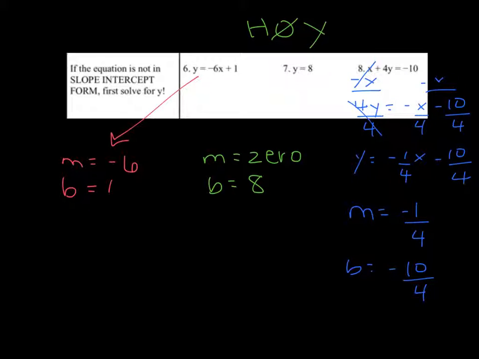And then I kept my y-intercept as an improper fraction, so it was negative 10/4. So my slope is negative 1/4, my y-intercept is negative 10/4, okay? Now if you were to divide out negative 10 divided by 4, you would have gotten negative 2.5, which is also correct, okay?